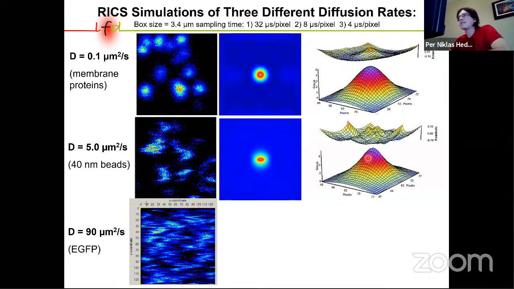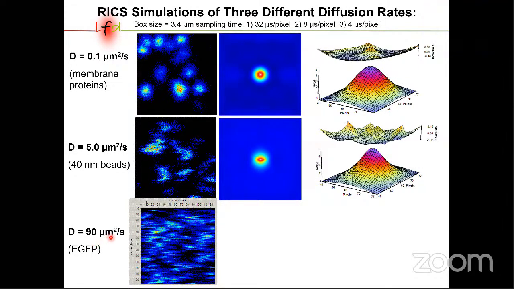Here's the pseudo 3D representation. Then on the bottom, we have the fast diffusion, could be, for example, a green fluorescent protein in water solution, about 90 micron square per second. And now these distortions from the motion in the laser scanned image become very pronounced.